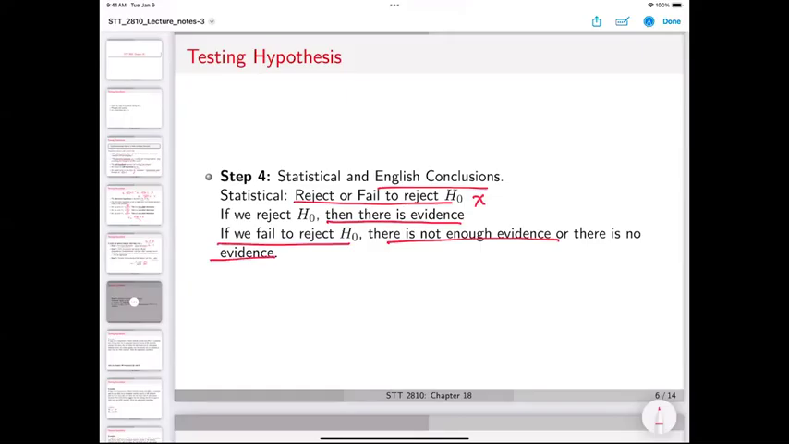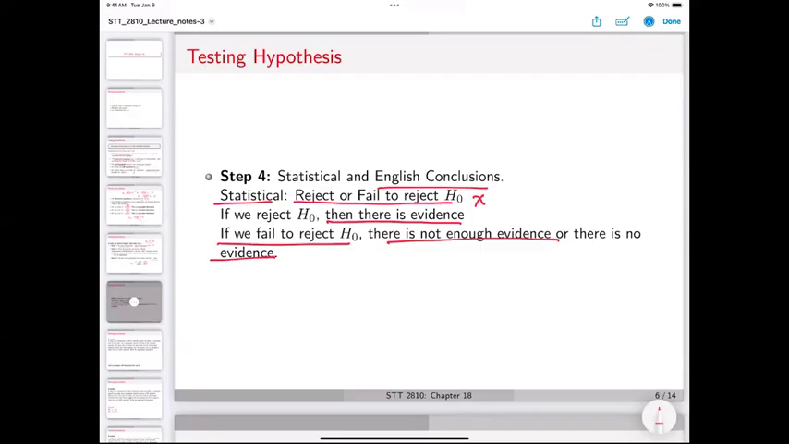I'll go over step 4 again. In step 4, we are going to make conclusions, and the conclusions are in 2 parts: statistical conclusions and English conclusions. For statistical conclusions, either we reject H naught or we fail to reject H naught. These are the only 2 things we can do. To arrive at this conclusion, it's going to depend on the p-value. We will get there. And for the English conclusion, it depends on what happened on the statistical side.